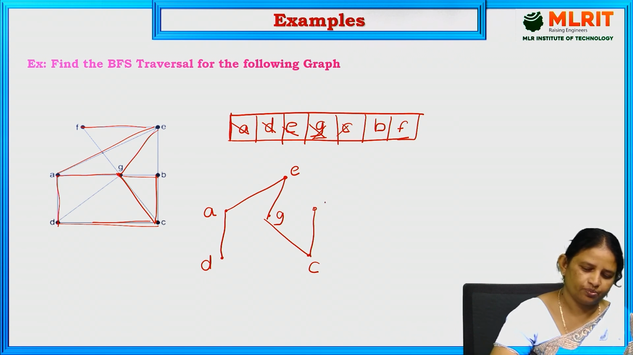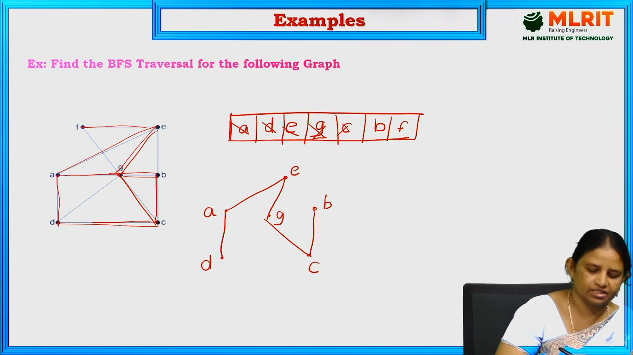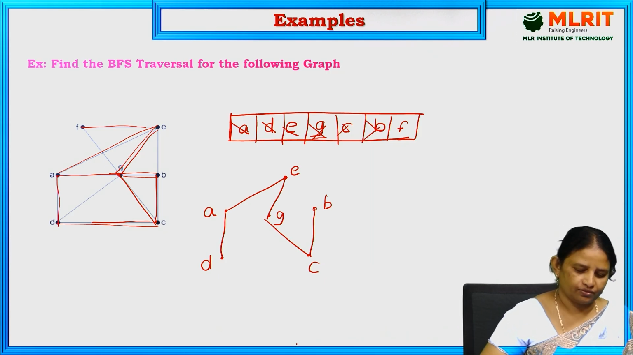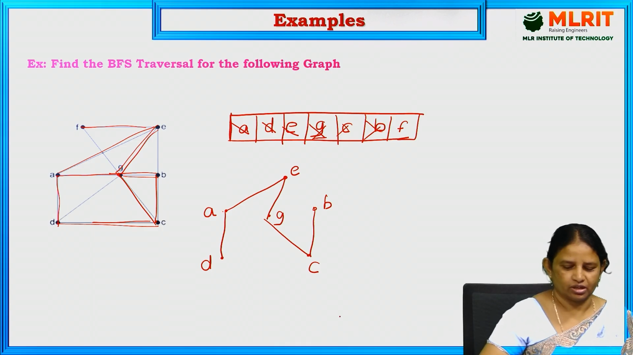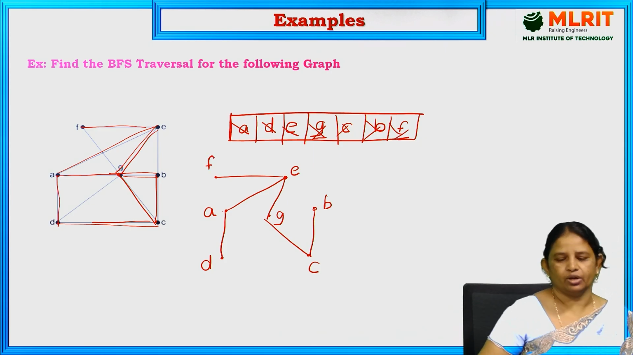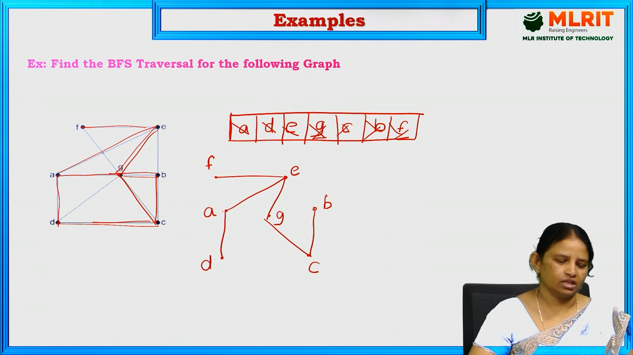C to B. What is the visiting order? B's adjacent vertices are G, which is already included, E is already included, C is already included. Next, just delete from the Q. Next, F. So F can form a cycle. So F is deleted from the Q and you have to draw E to F. This is the corresponding BFS traversal for the following graph.